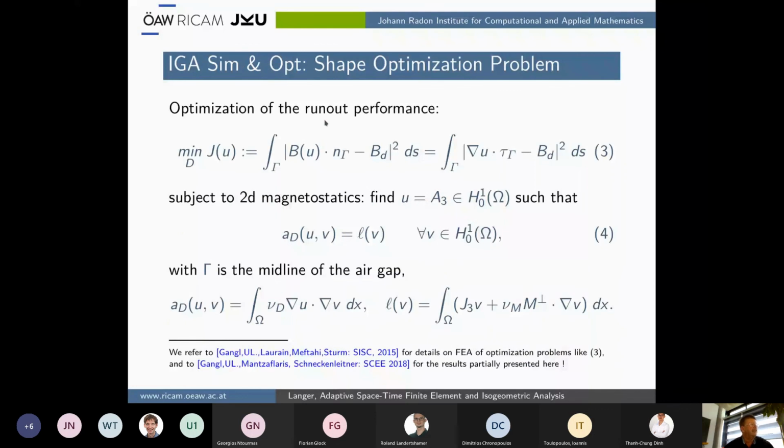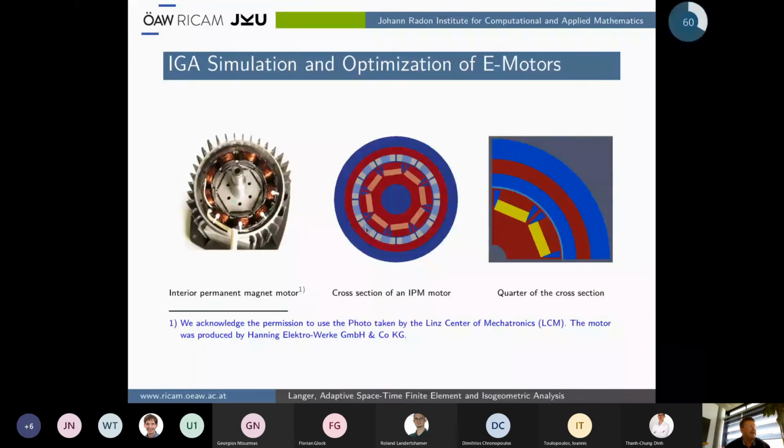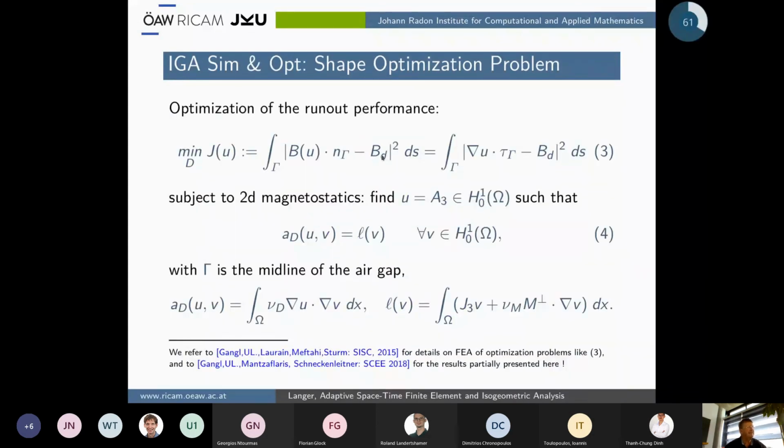And here I have an optimization problem to optimize the run-out performance. So this is the cost functional. Gamma is the middle line in the air gap. So this is the air gap here. This is the air gap. And this is a given sine function, subject to a 2D magnetostatic problem. So here I have a linear problem for simplicity.